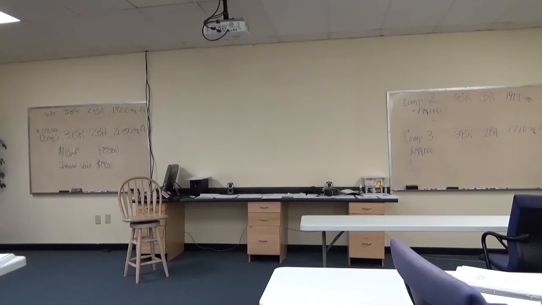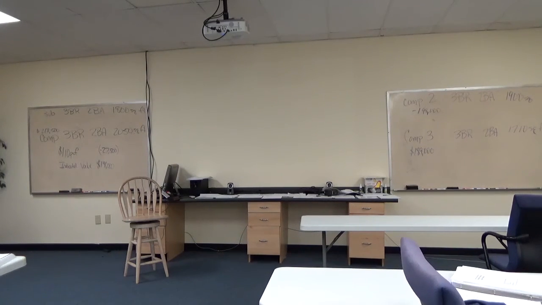The indicated value of this comp number 2 equals 187. Remember, comp 1 gave you 191. Comp 2 gave you 187. Now this one, you get the adjustment, it's $9,900. But hold your hand up.